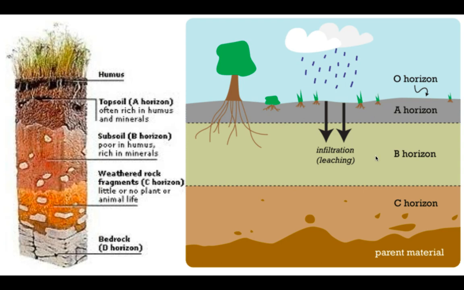In the B horizon, this is called your subsoil. It is filled with fine particles of rocks. And then you finally get down to C, which is filled with weathered rock fragments. And there's very little plant life. Down in the parent material, this would be your bedrock. And your bedrock is unweathered rock, so it's just very, very filled with rock.